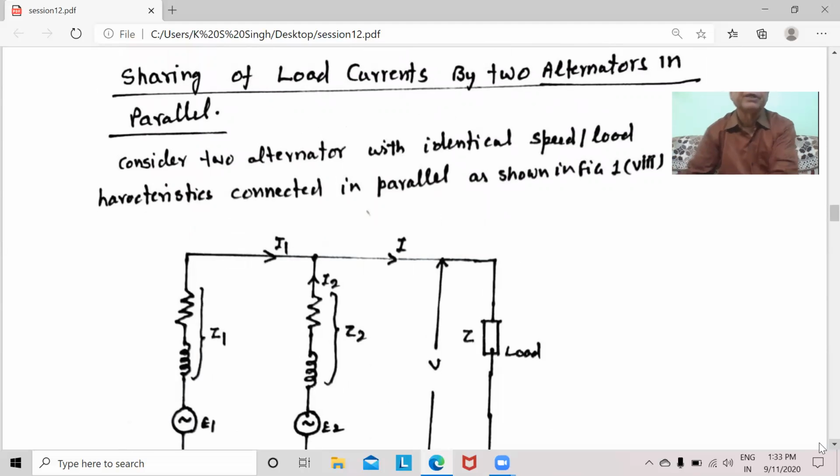Due to problems in the network, a disturbance came. We further start with sharing of load current by two alternators in parallel. Consider two alternators with identical speed-load characteristics, connected in parallel as shown in the figure below.